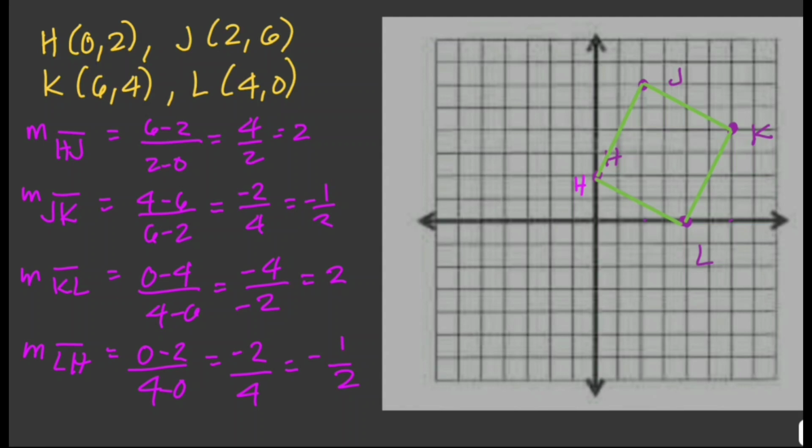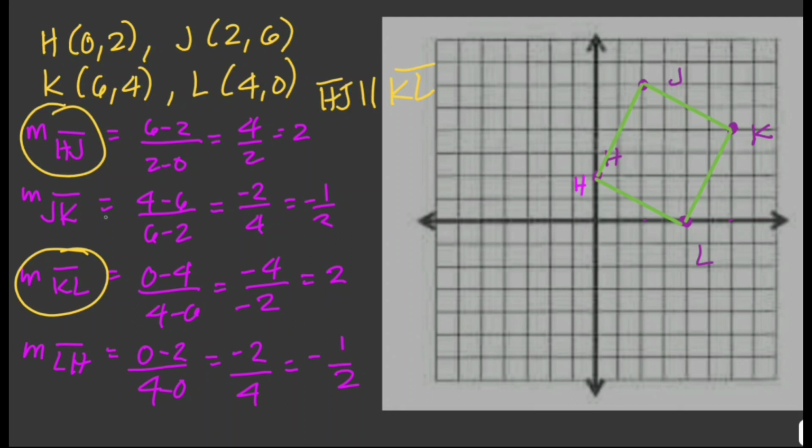Okay, now the slopes determine whether the sides are parallel. So if the slopes are equal, then that means the sides are parallel. So segment HJ has the same slope as KL. Therefore, HJ is parallel to KL. And then JK and LH are parallel. Okay, and this is one of the properties of a square.